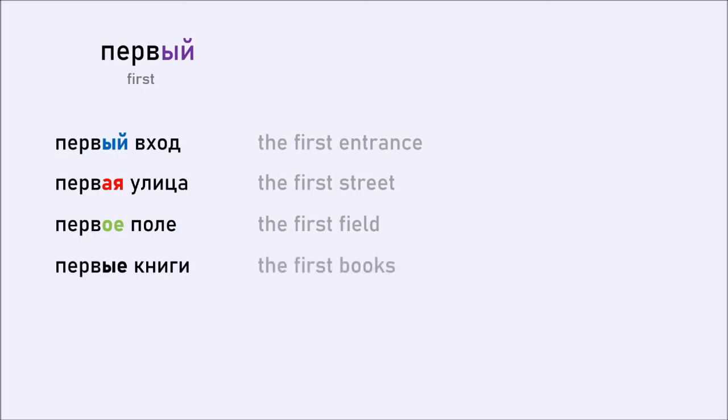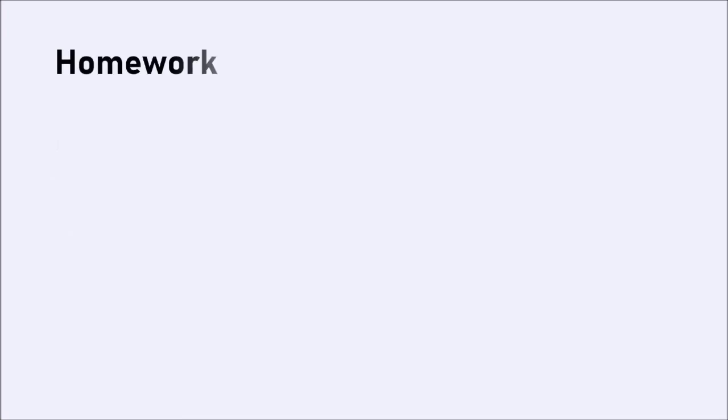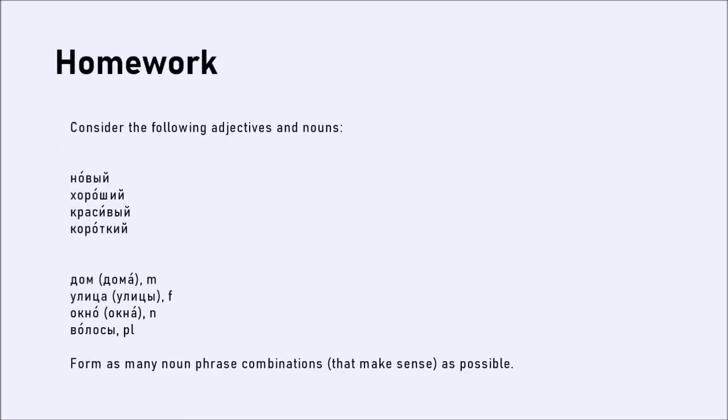So I am going to give you some homework. Consider these following adjectives and nouns. We have новый, хороший, красивый, and короткий. Yes, they're all in their masculine form. And here are some nouns: дом, улица, окно, and волосы.